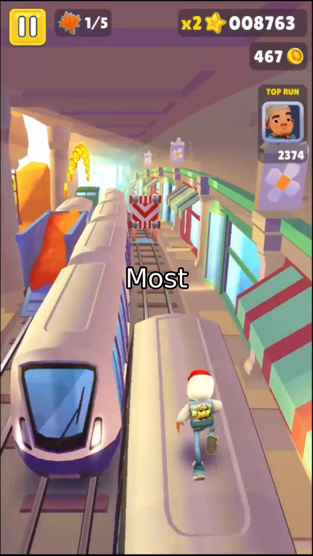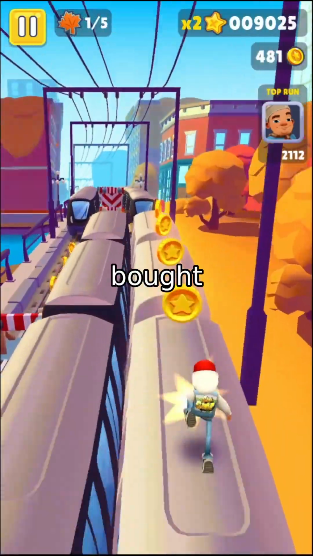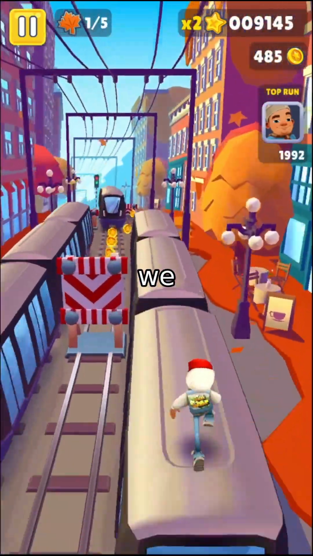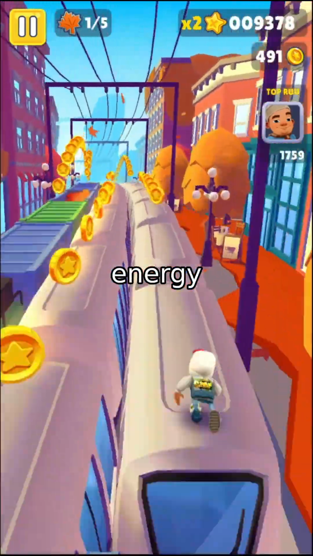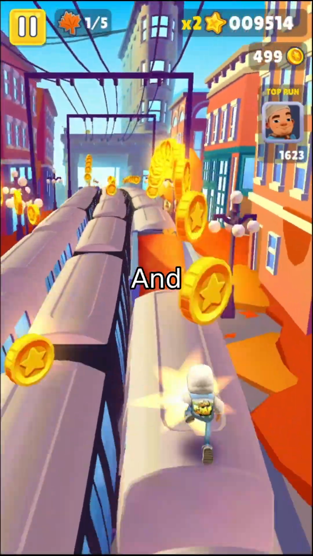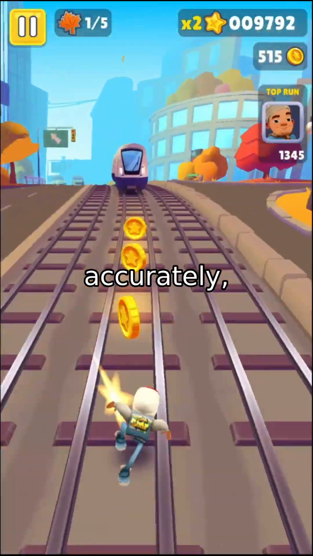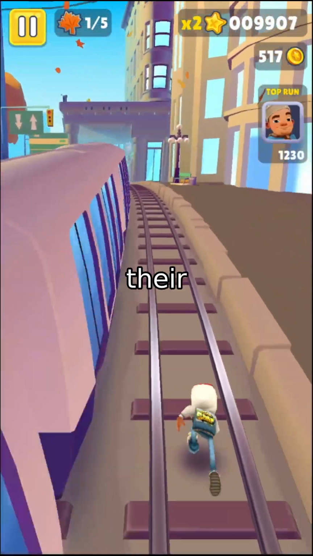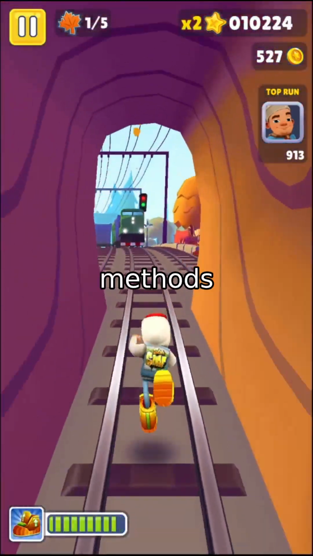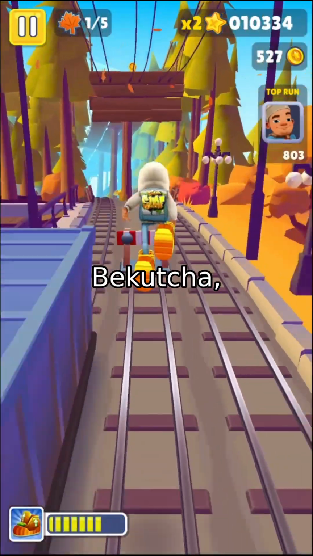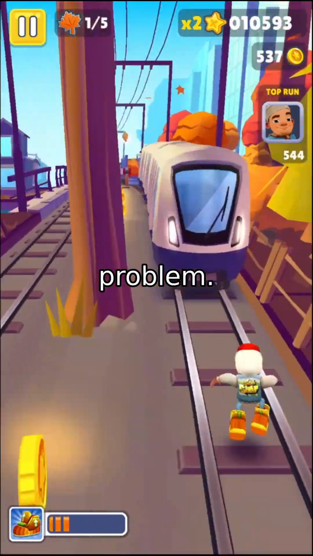But here's the catch. Most sampling methods were built for discrete data, think binary item sets, like customers who bought bread also bought butter. When we move to numerical data, real-world values like temperature, gene expression levels, or energy consumption, the rules change. And until now, no method could sample interval patterns from numerical databases accurately, efficiently, and proportionally to their interestingness. Today, we're diving deep into FIPS and HFIPS, two groundbreaking methods introduced in a recent paper by Bekucha, Diop, Wally, Kremelu, and Boisumalt, the first to solve this long-standing problem.